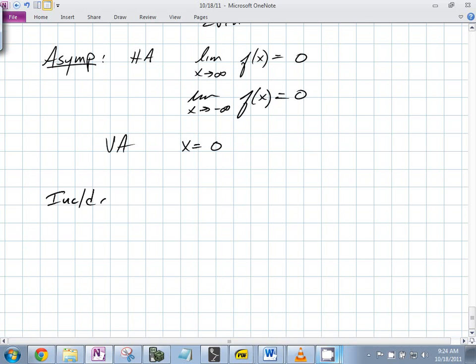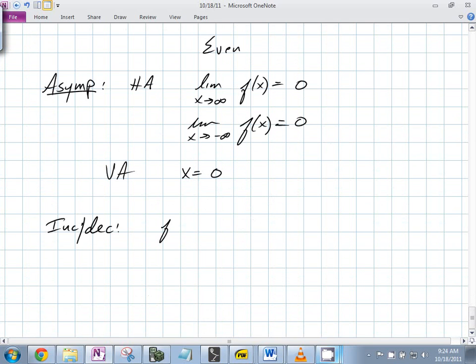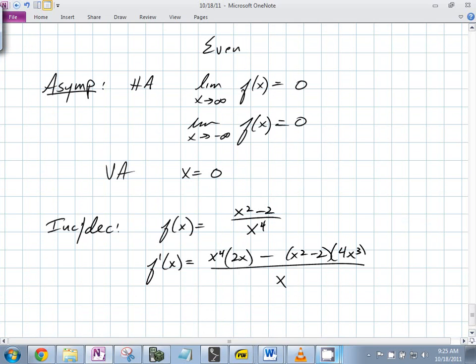So let's talk about increasing first. What do you have to look at for this? The derivative. The first derivative. Be specific. So f of x is equal to x squared minus 2 over x to the fourth. If we take the derivative of this, what's one way we could take the derivative? Let's do the quotient rule. Sure. f prime of x is equal to low d high minus high d low all over x to the 8th. Exactly.